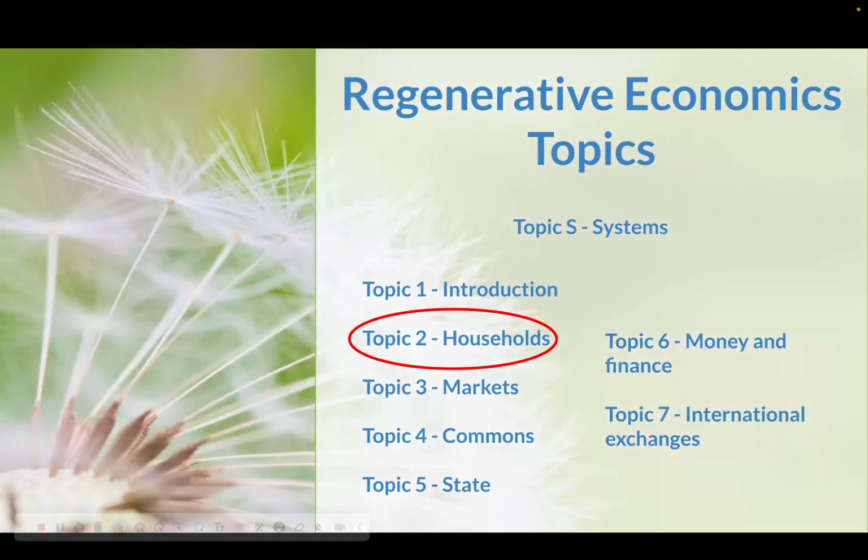You can see where households are positioned in the larger piece of work for regenerative economics. It's topic 2, directly after an introduction. We put households first after the introduction, even before markets, because of its importance for human well-being and economic activity at large. And you can see the other provisioning institutions, markets, commons, and state, as topic 3, 4, 5. Topic 6 and 7 are money and finance and international exchanges. There's also a separate topic S on systems, and systems thinking definitely is a part of topic 2 on households.